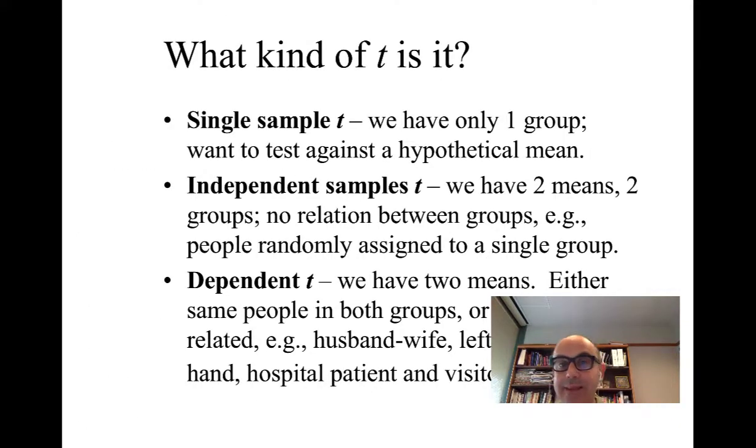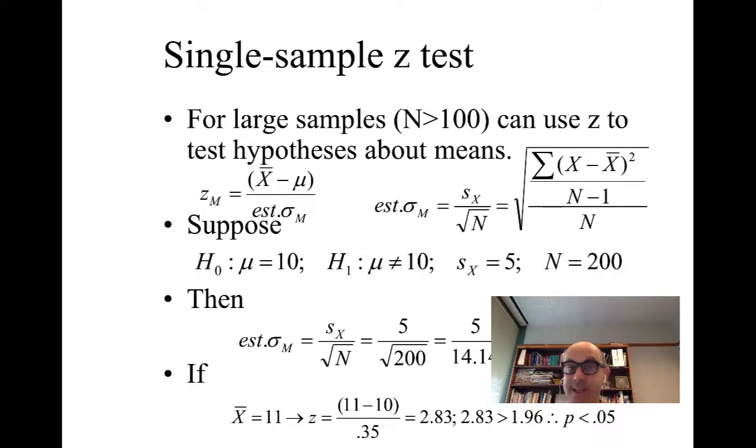So what does T stand for? T is the idea of a one-sample t when we have only one group, when we test against the mean of the hypothesis. For the independent samples t, we have two means and two groups, and the dependent t has two means, where either the samples of both groups or the people are related: husband and wife, left hand versus right hand, hospital patient and visitors.